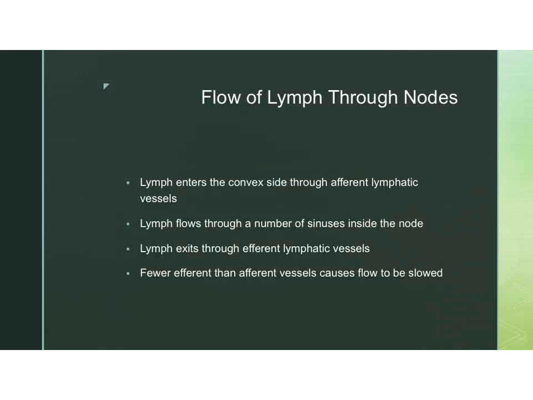As lymph flows through a lymph node, it follows a predictable journey. So lymph enters the convex side through the afferent lymphatic vessels, and then the lymph flows through a number of sinuses, or open spaces, inside of the lymph node, and then the lymph exits through the efferent lymphatic vessels. And then there's fewer efferent than afferent vessels, and this generally causes the flow of the fluid to be slowed a little bit, which helps to maintain pressure inside of the vessels in the system so that water does not leak out of the lymph system.